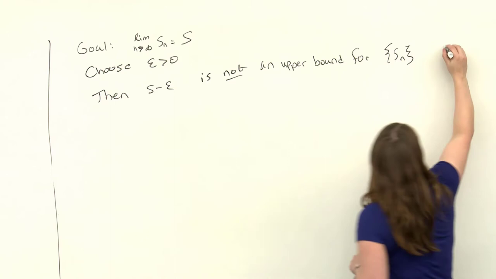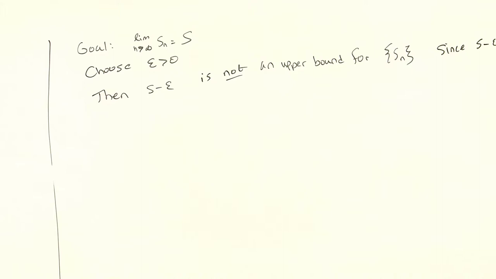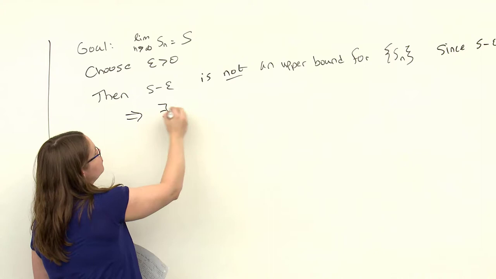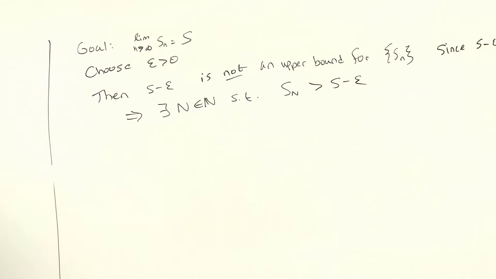Okay, so we'll say since S minus epsilon is less than S, that means there exists some value of N such that Sn is bigger than S minus epsilon. If S minus epsilon is not an upper bound, that means at some point the sequence climbs above it. It might be just one point, it might be many points, we don't know, but at some point it climbs above this.